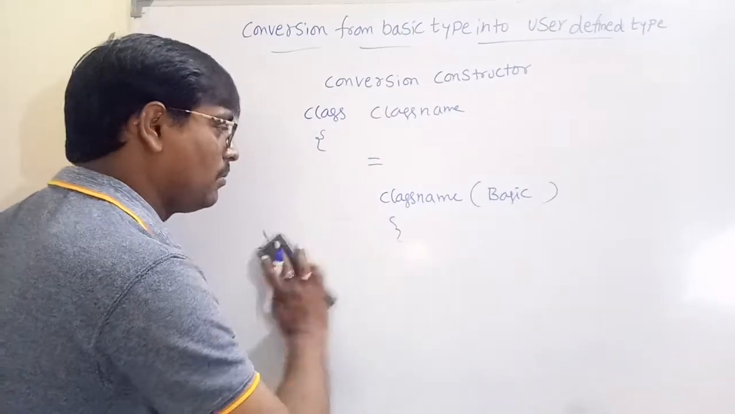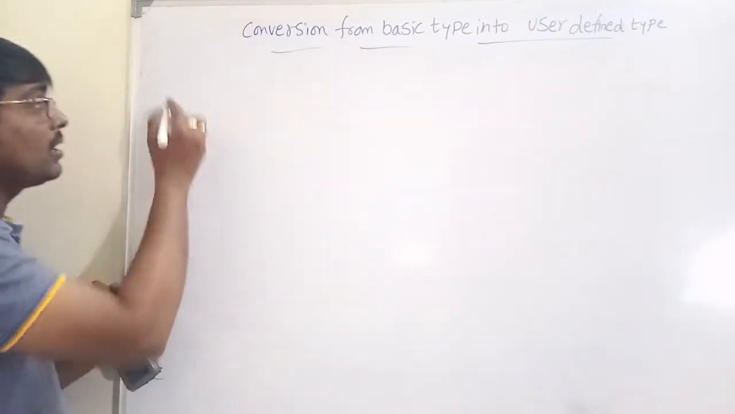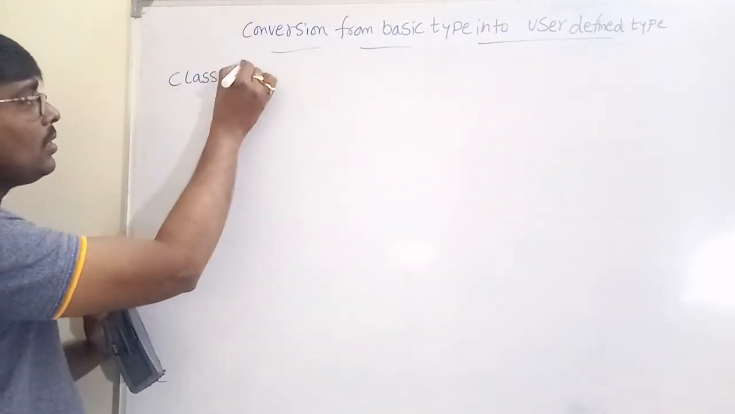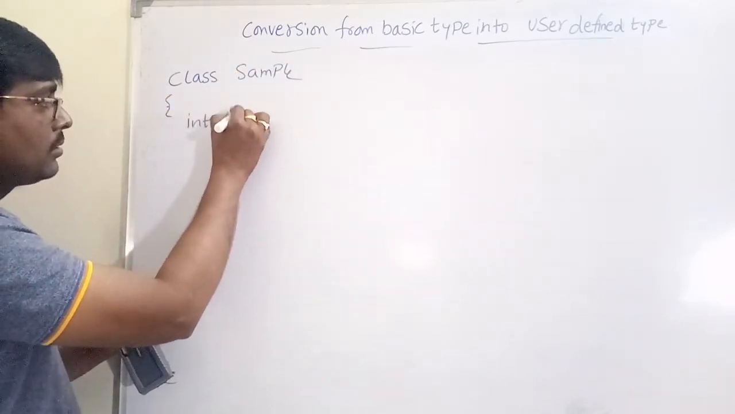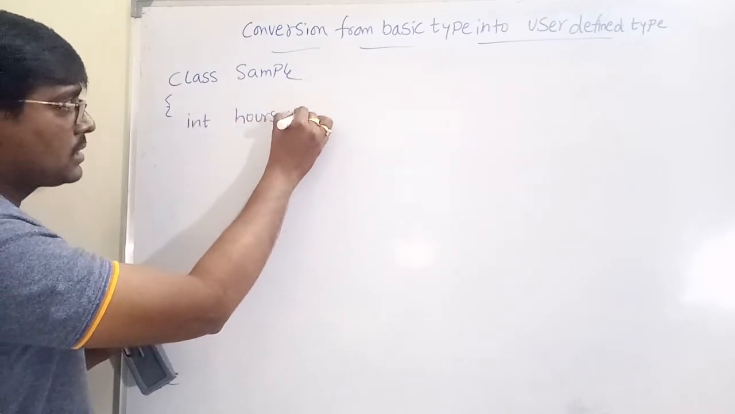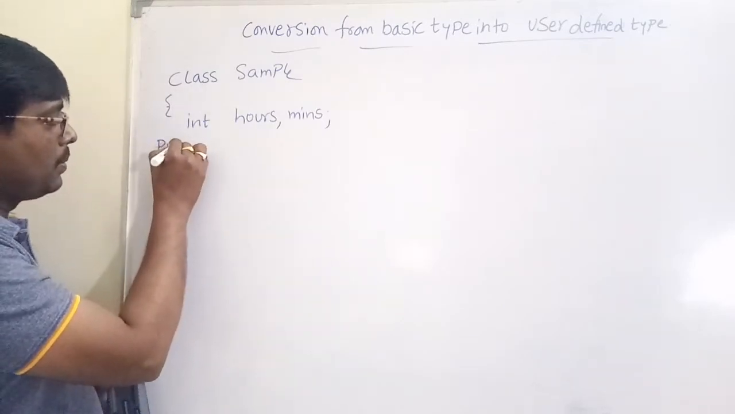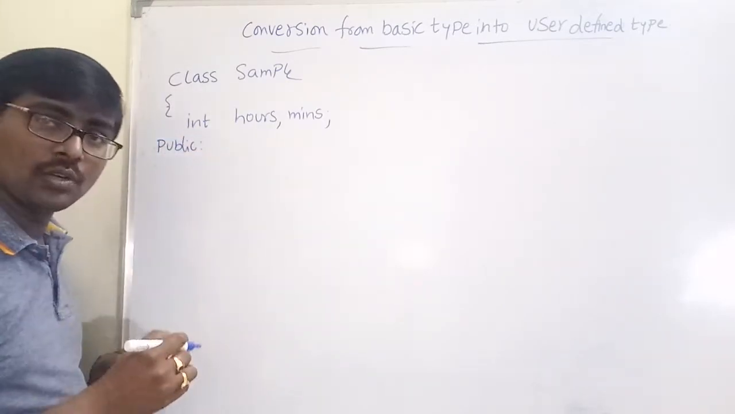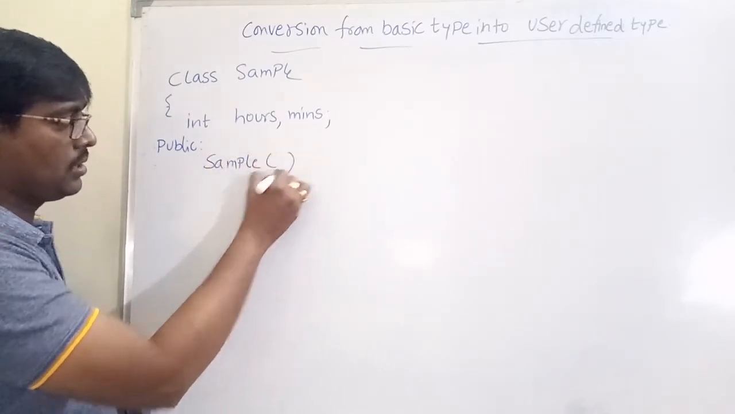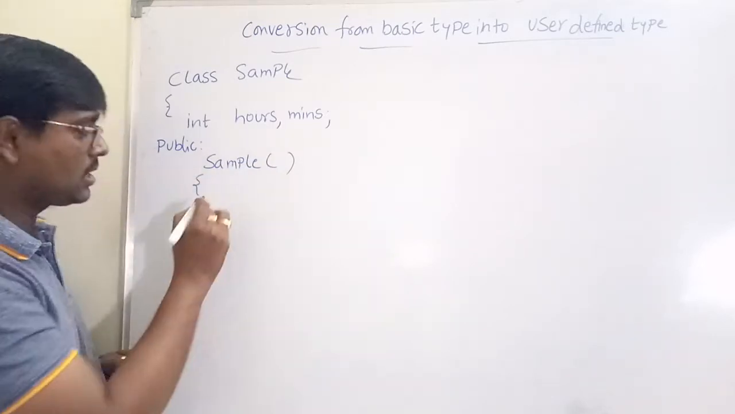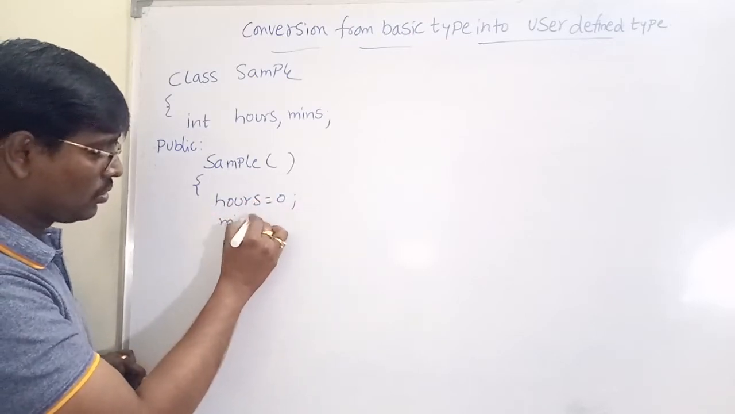Now consider an example how to convert a basic data type into user defined data type. Class sample, int, suppose hours, minutes. I am taking two variables, hours and minutes. In the public section, first take a default constructor. The consideration of default constructor is completely our wish. Hours is equal to 0, minutes is equal to 0.